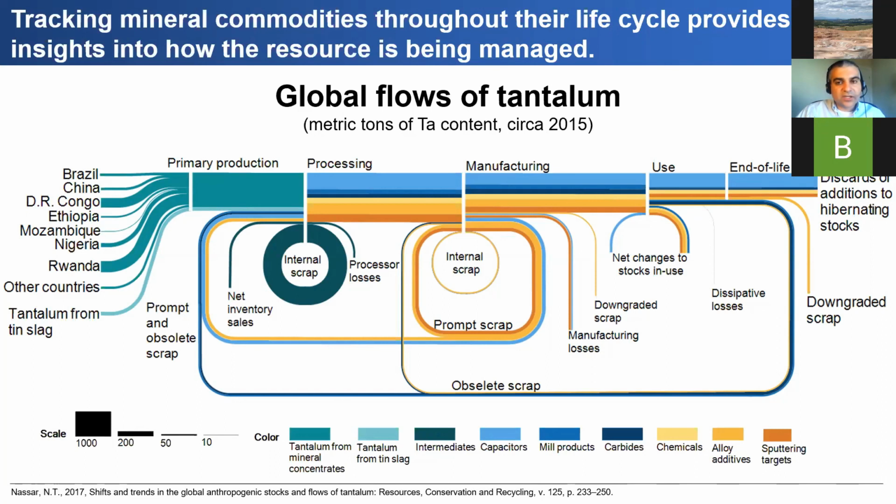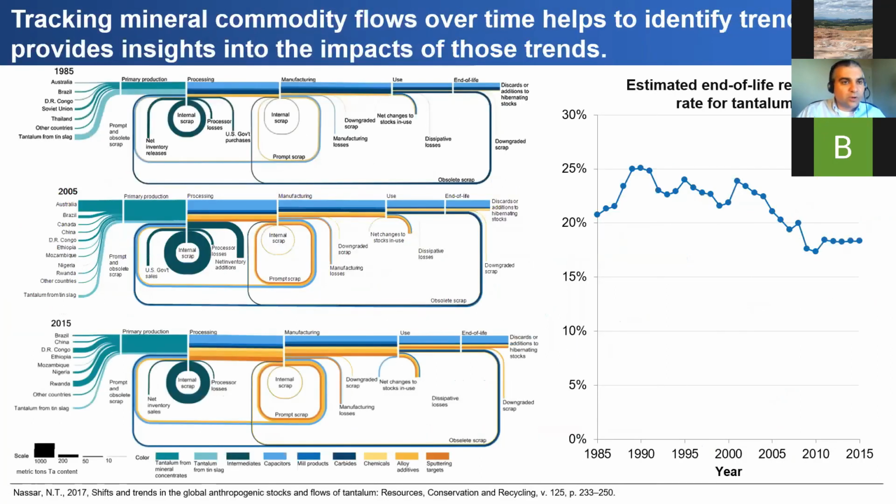So this is for 1 year, 2015, but we can look at it over time, and we did. So you can see this pattern from 1985, where the majority of tantalum came from tin slags, to 2005, where Australia was the largest producer, to 2015, where the Great Lakes region in Africa was the largest producer. And then we're able to see how the flows are changing in terms of not just production, but also consumption.